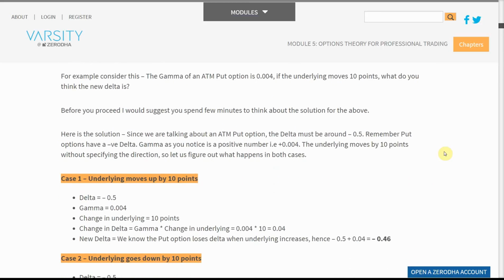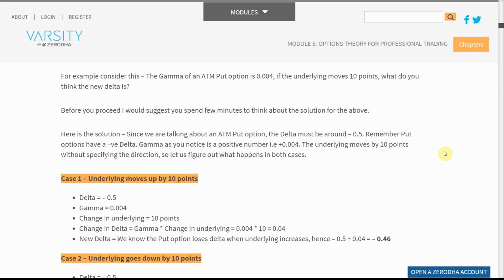For example, consider this: the gamma of an ATM put option is 0.004. If the underlying moves 10 points, what do you think the new delta is? Before you proceed, I would suggest you spend a few minutes to think about the solution for the above. Here is the solution. Since we are talking about an ATM put option, the delta must be around minus 0.5. Remember, put options have a negative delta. Gamma, as you notice, is a positive number, i.e. plus 0.004. The underlying moves by 10 points without specifying the direction.